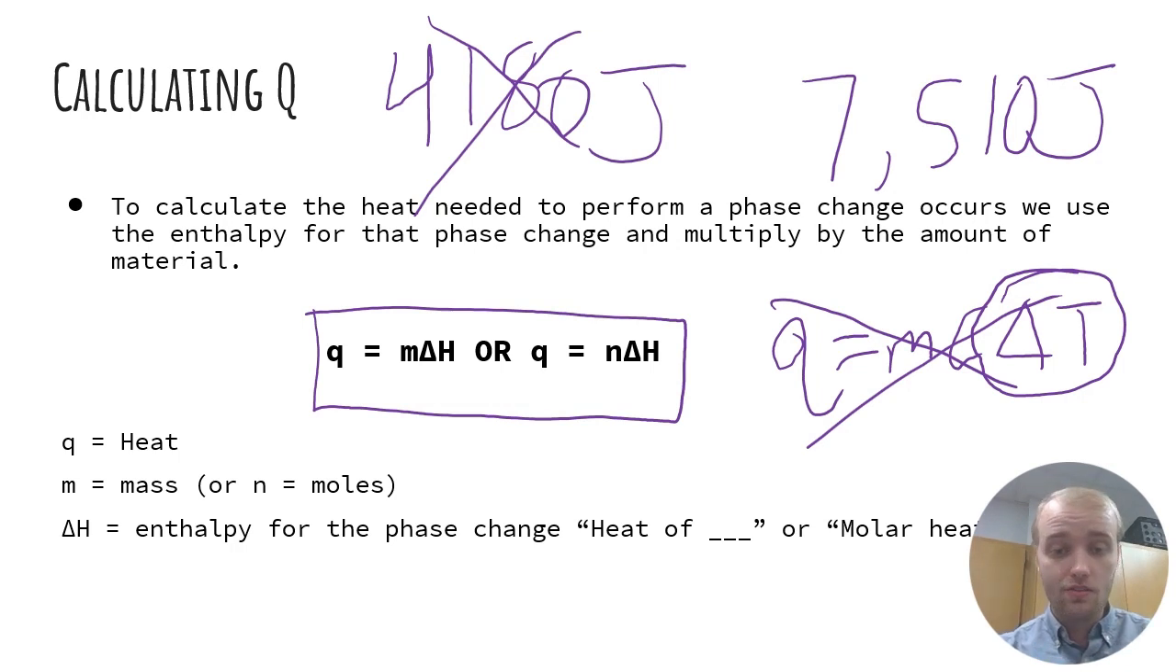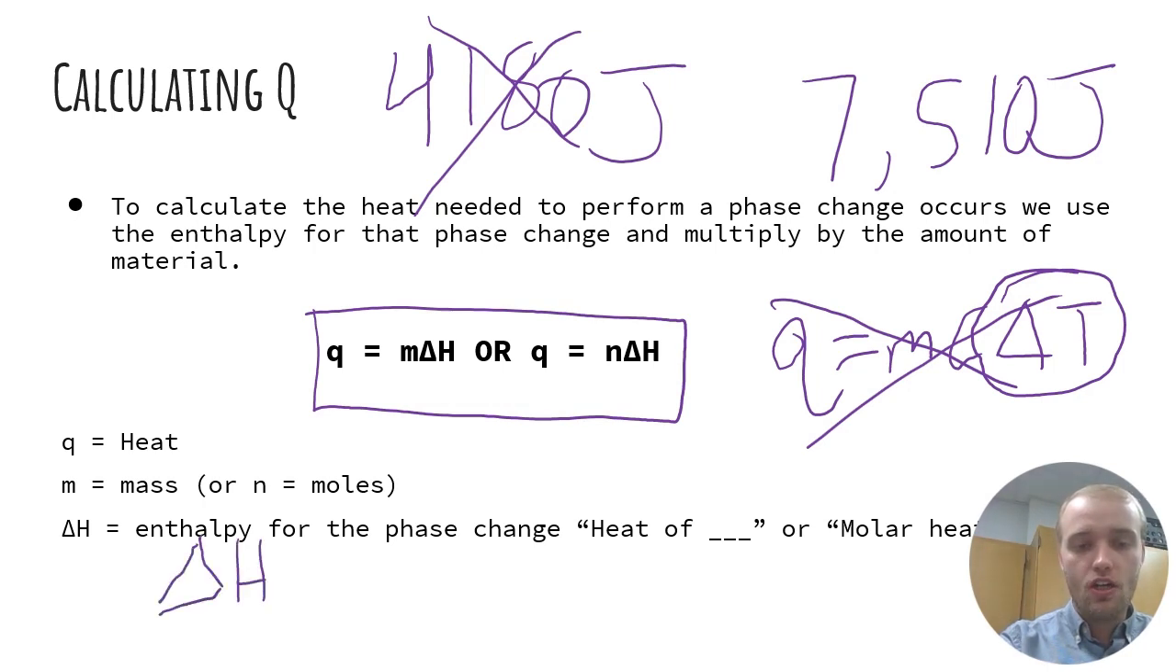So Q is the heat, just like it is in the Q equals MCΔT equation. Delta H right there is a new thing. It's called the enthalpy of phase change. It's the enthalpy for the phase change, so it's the heat of blank or molar heat of blank. There's two different ones you can have.